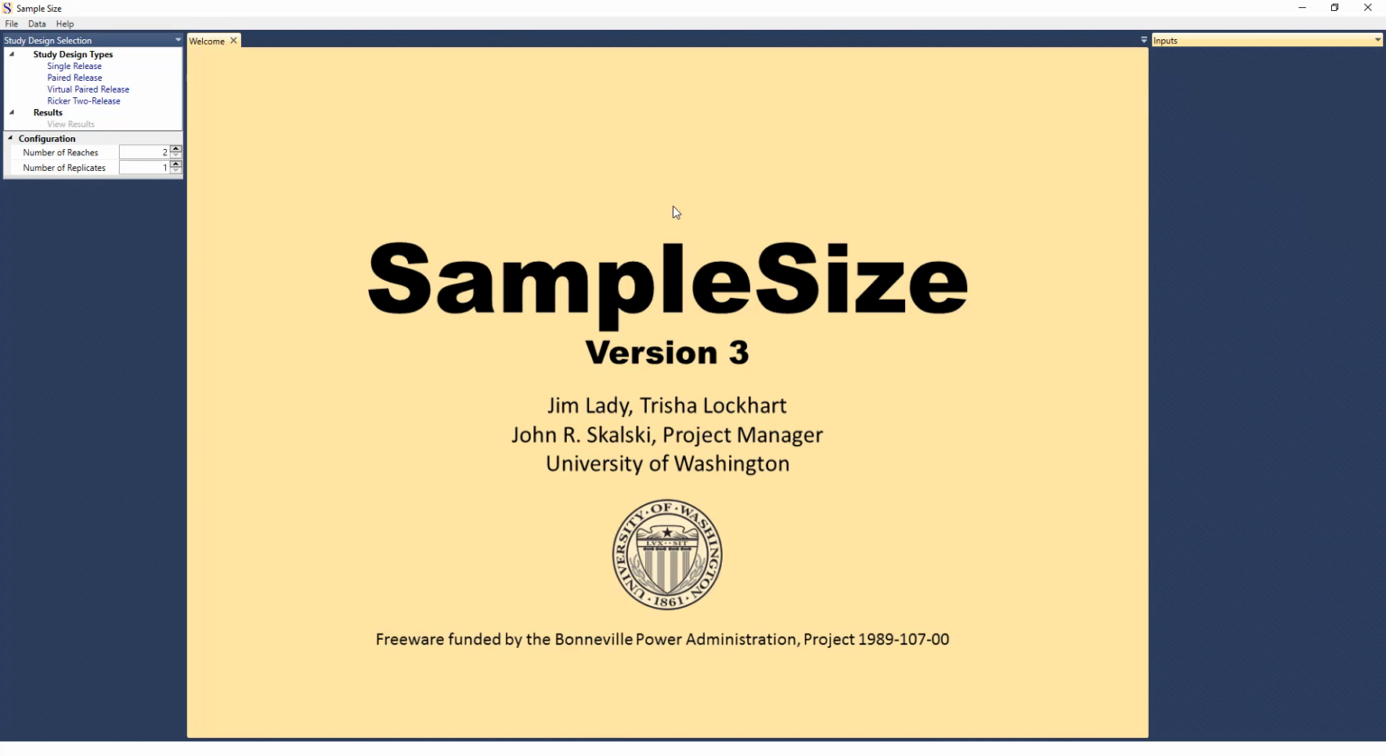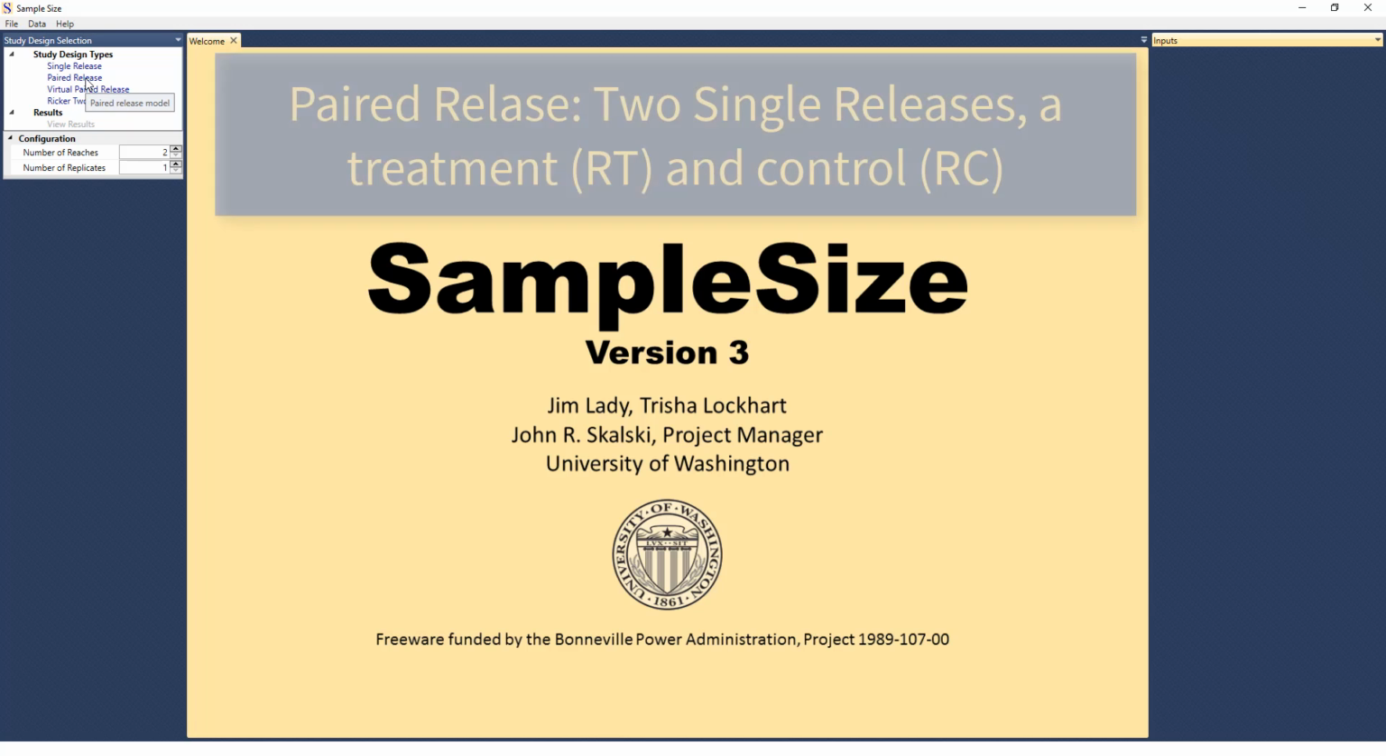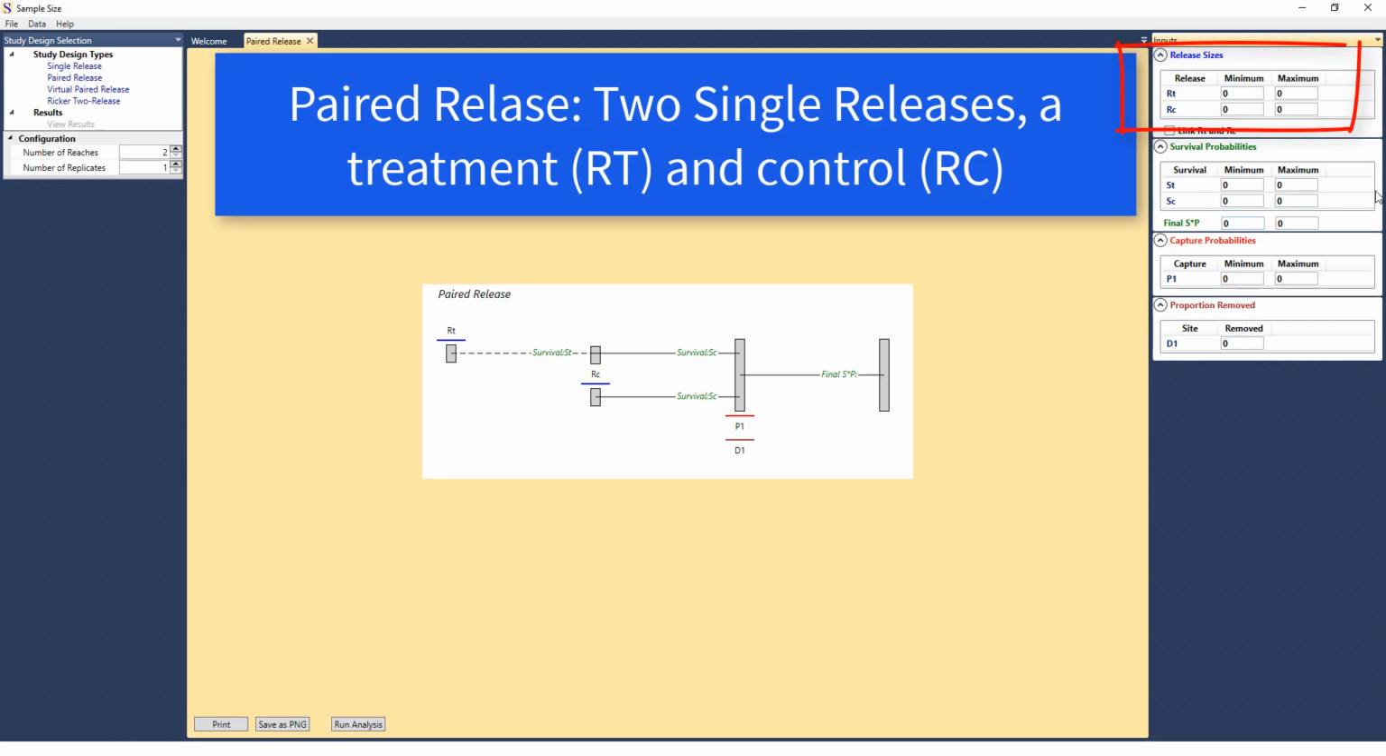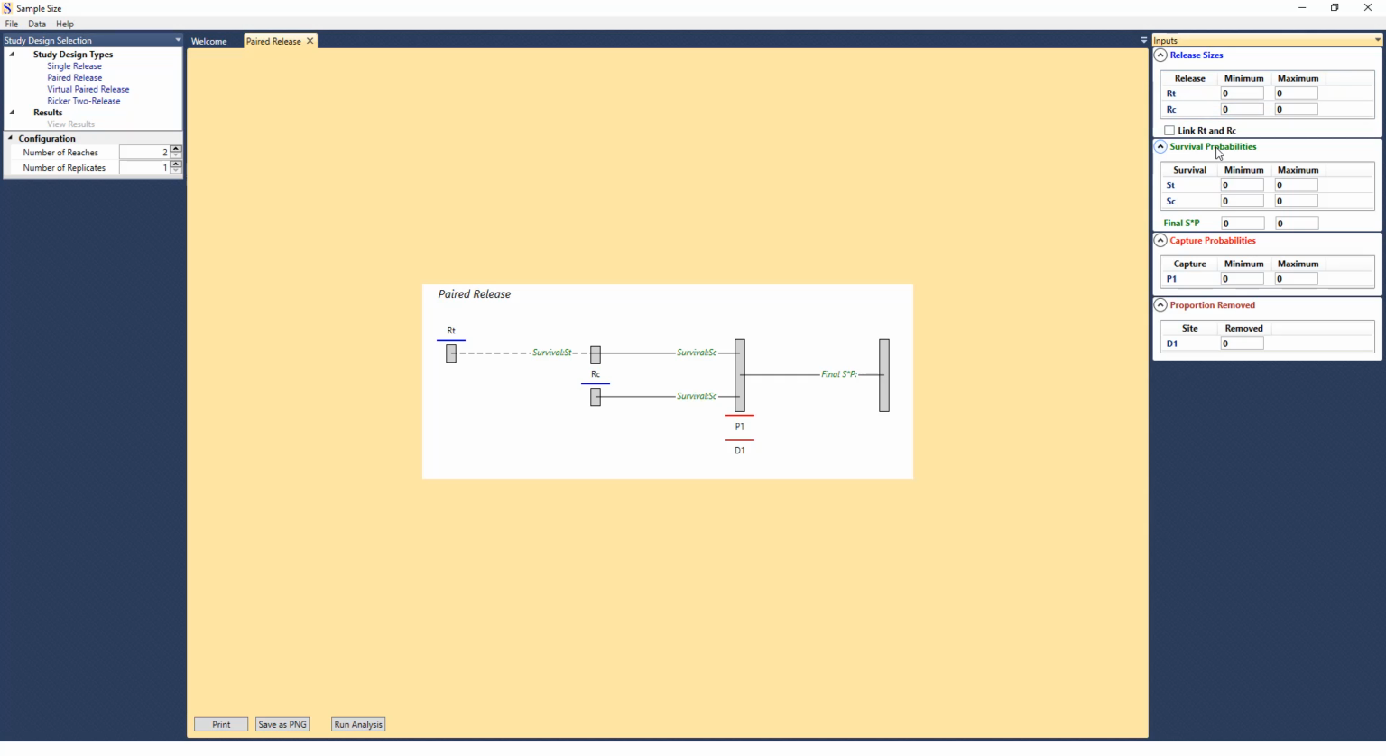The previous video covered a single release. Let's look at a paired release. So the paired release study design is made up of two single releases, with one additional reach experienced by the treatment group, RT, that is not experienced by the control group, RC. The survival and detection probabilities that both release groups experience is assumed to be the same.